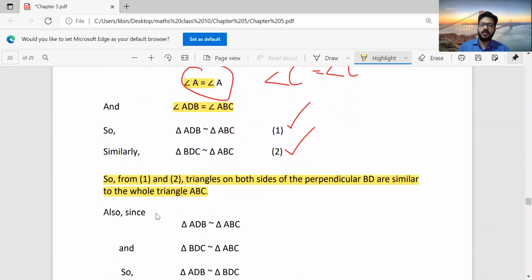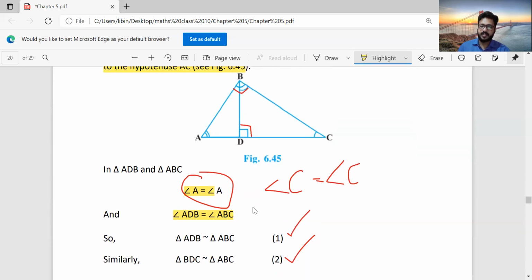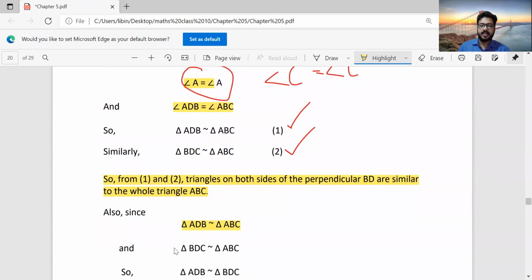Also, triangle ADB is similar to triangle ABC. Triangle ADB is similar to triangle ABC. We have seen that. Next, triangle BDC is similar to triangle ABC. Now look, since the RHS are same, the LHS of this also should be similar.